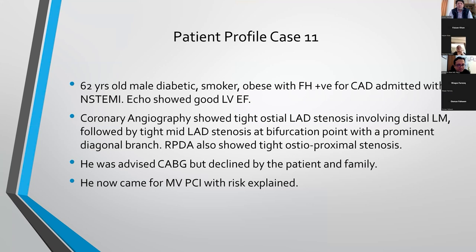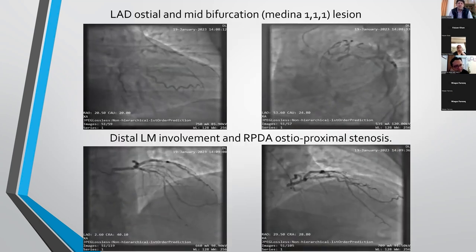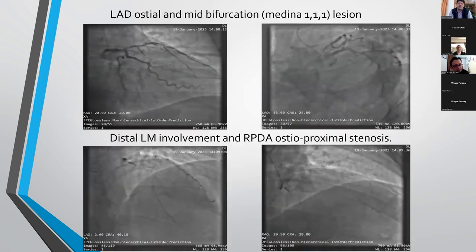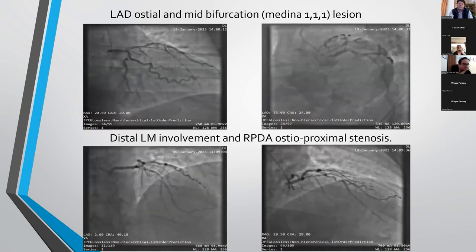Coronary angiography showed tight ostial LAD stenosis involving the distal left main, followed by tight mid LAD stenosis at the bifurcation point with a prominent diagonal branch. RPD also showed tight proximal stenosis. He was advised CABG, but declined by the patient and family. He now came for multi-vessel PCI. So you can appreciate the LAD ostial and mid bifurcation lesion. Ostial was severe, and mid bifurcation was Medina 1,1,1, a classic bifurcation lesion.